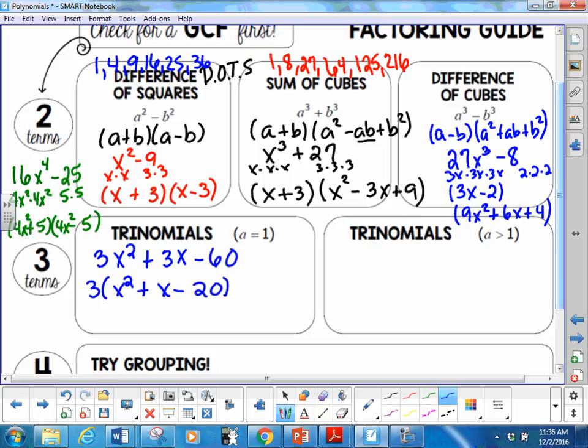Now, where you go from here is really up to you. If you like the box method, use the box method. If you don't, what you're trying to decide is what two numbers you can multiply to get negative 20 and add to get 1. What two numbers can you multiply and get negative 20? 4 and 5, 2 and 10, 1 and 20. Will any of those combinations give you a 1? Only 4 and 5.